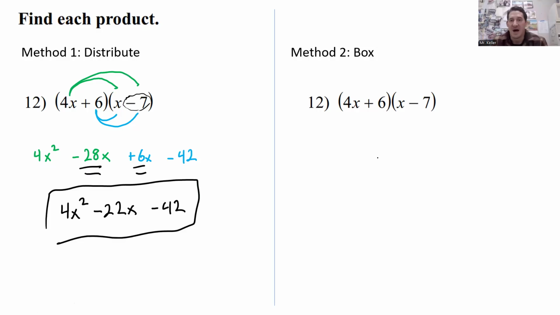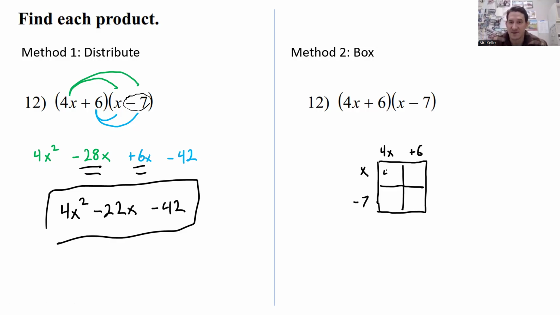There we go. Same thing here. Let's do it with the box. All right. So I'm going to put the 4x plus 6 on top. This will be an x minus 7. And then multiply, like a multiplication table, to fill in the box.